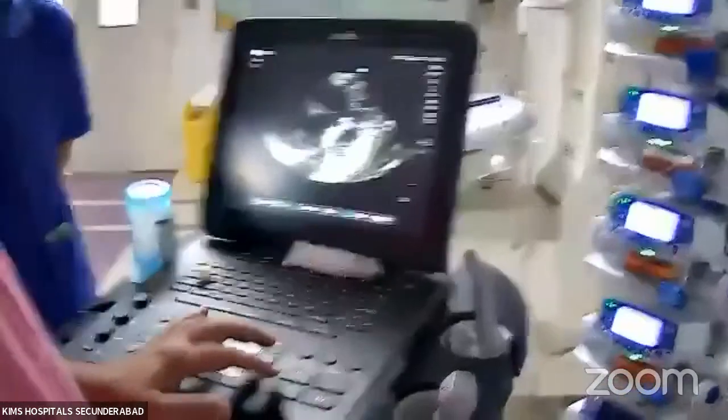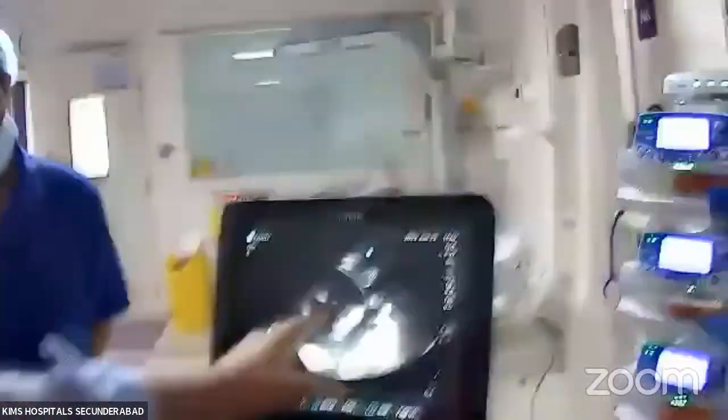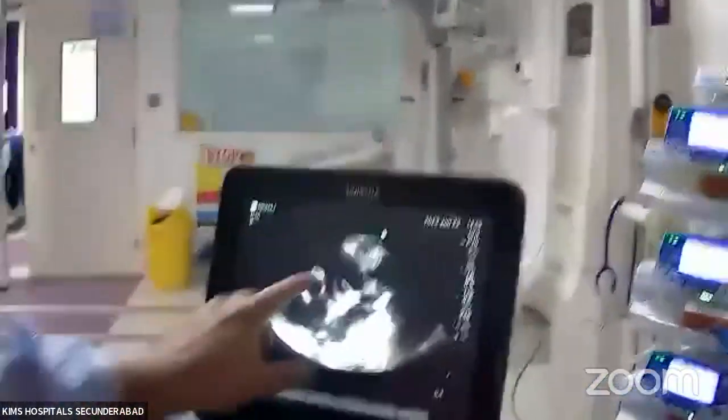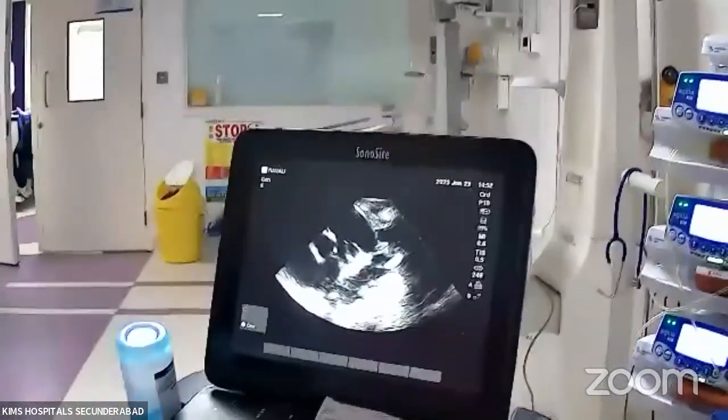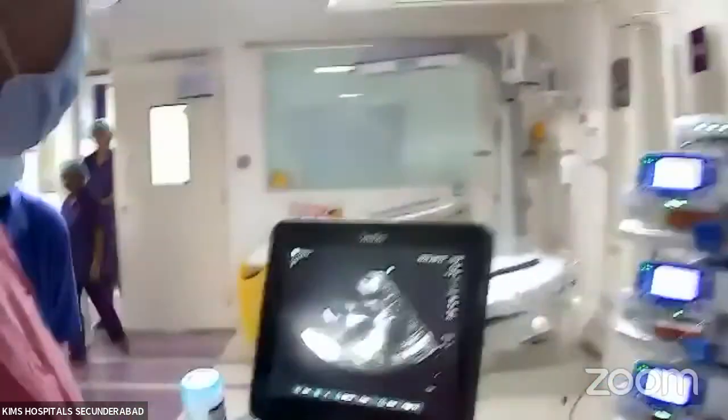So you can see here, this is again the tripod view from the suprasternal. You can now see beautifully the RPA, LPA, and the pulmonary artery. So you can see my probe position. It's from 11 to 5, and then you have to tilt right and left to get the best position.